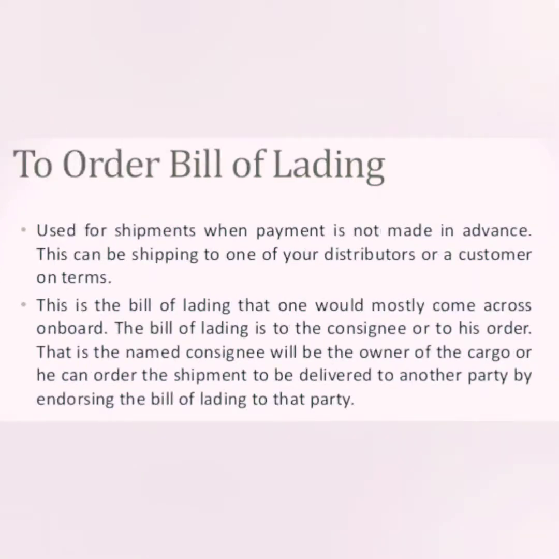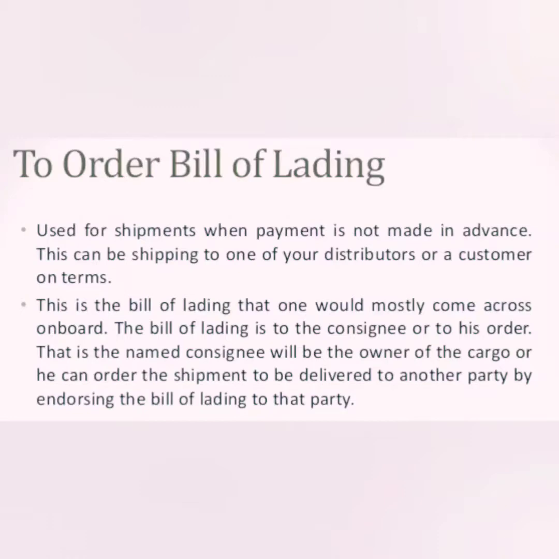Next is to order bill of lading, and this is used for shipments when payment is not made in advance. This can be shipping to one of your distributors or a customer on terms. This is the bill of lading that one would mostly come across on board. The bill of lading is to the consignee or to his order. That is, the named consignee will be the owner of the cargo, or he can order the shipment to be delivered to another party by endorsing the bill of lading to that party.